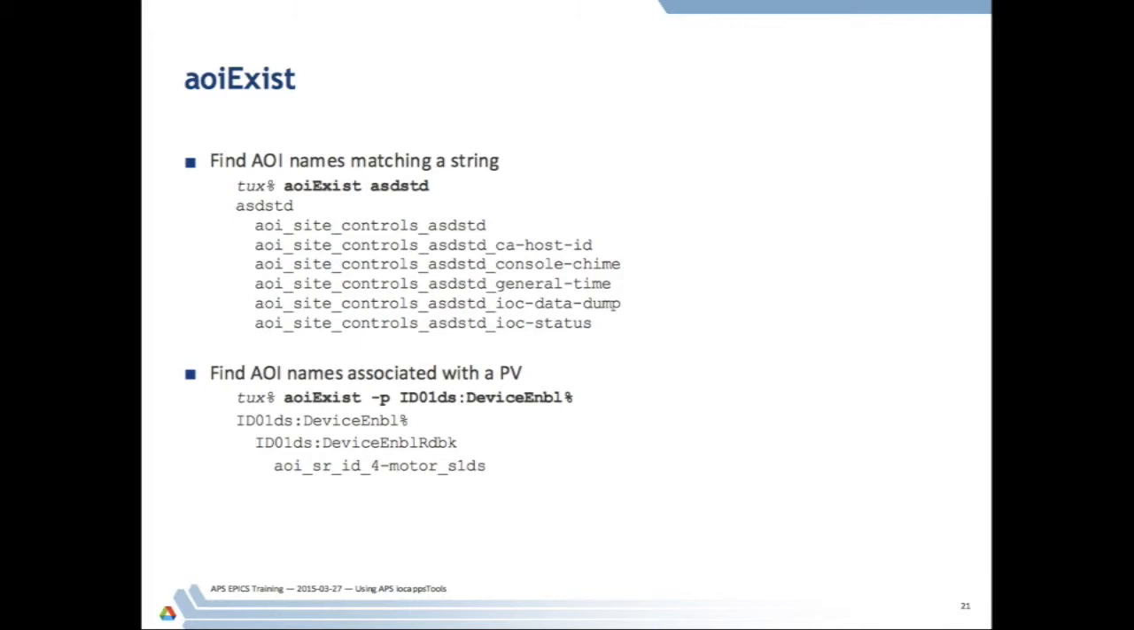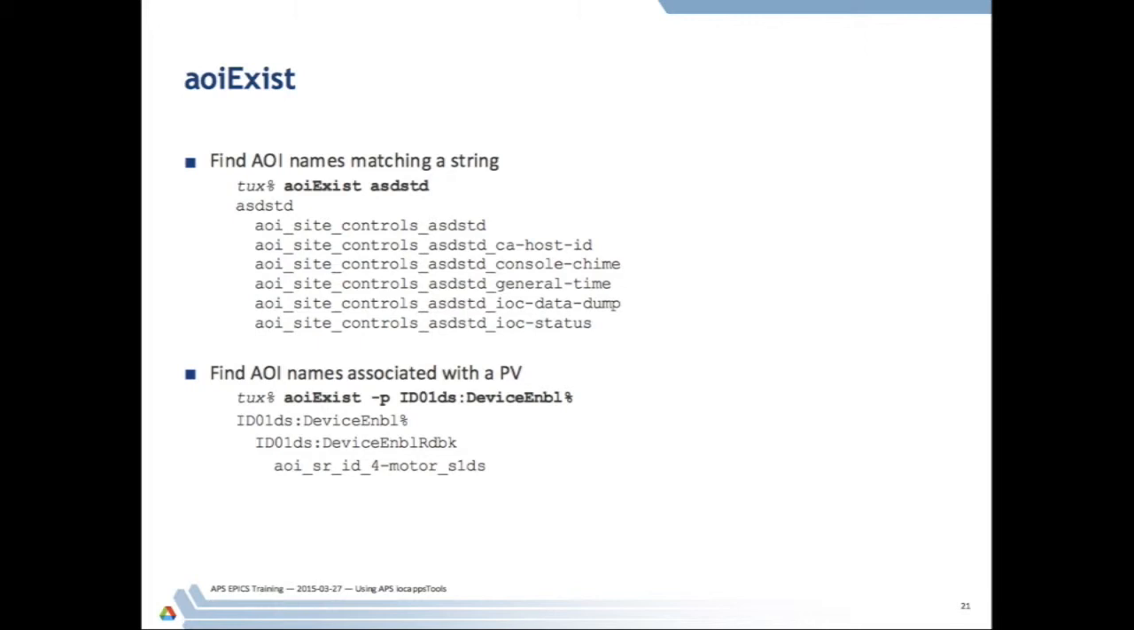Or in my second example here, which AOIs are associated with a particular PV. In the second one, you can use wildcards, but I don't think you can with the AOI names. I'm not sure. But in this case, I've used a wildcard. I've said that same PV name that we looked at before. What's the AOI associated with it? And it found me one AOI, storage ring ID 4, and so on. So if you need to know what AOI names are.